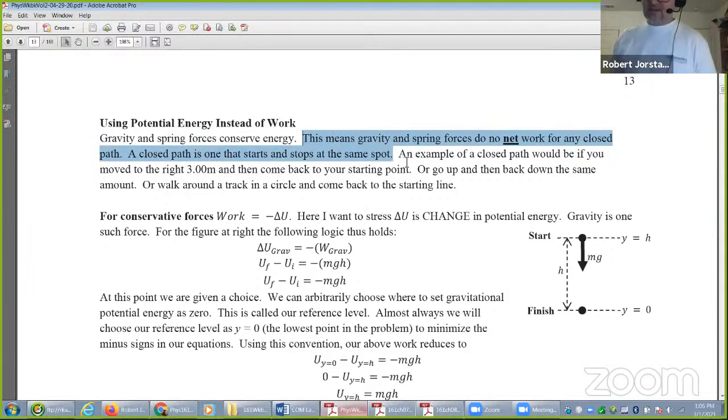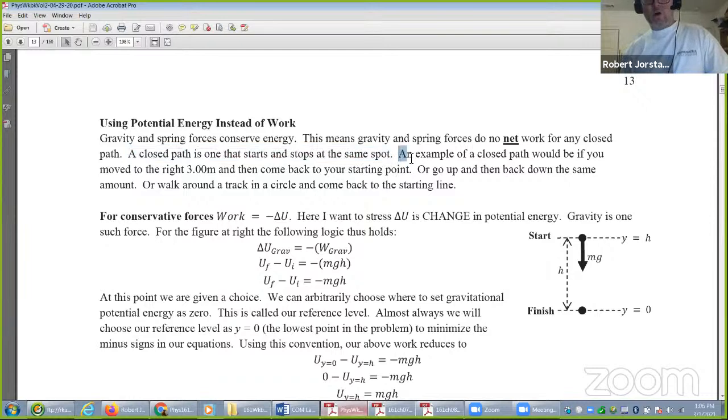So, strictly speaking, here's the physics definition. Gravity and springs do no net work for any closed path. Maybe you should underline this word any. All right. So a closed path, what does that mean? That is a path that starts and stops at the same point. For example, if you walk to the right 3 meters and then come right back, or if you go up and down or walk around in a circle.